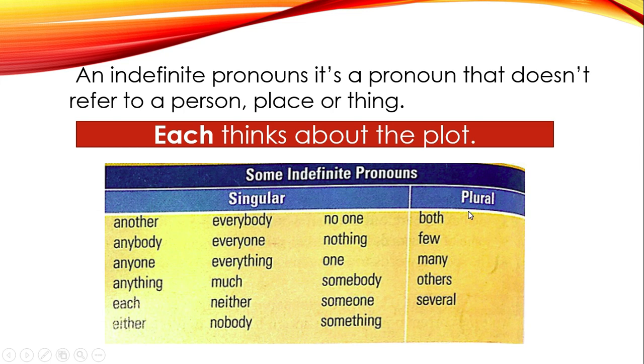We have the singular part and the plural part. For singulars, we have another, anybody, anyone, anything, each, either, everybody, everyone, everything, much, neither, nobody, no one, nothing, one, somebody, someone, and something. For plural, we have just both, few, many, others, and several. Several means a lot. These are the two sections of how we can split indefinite pronouns. Now, copy this chart in your notebook because you're going to need it for the exam.